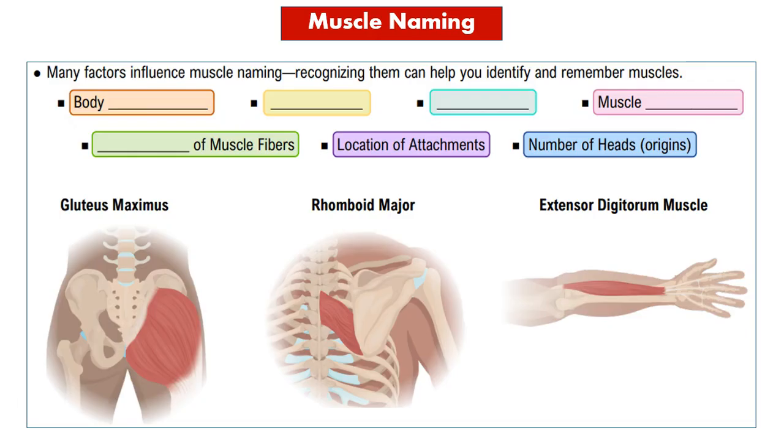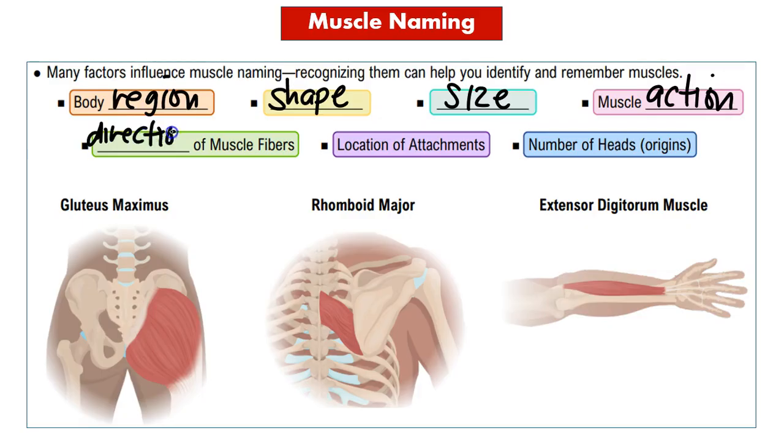So there are many factors that influence muscle naming. If you can recognize and identify them, it can help you remember the muscles overall and, of course, their function too. First is going to be body region. Then we can have names related to shape, names related to size, a piece of the name related to the muscle action, so what it does, its function. Also the direction of muscle fibers, the location of their attachments, and the number of heads.